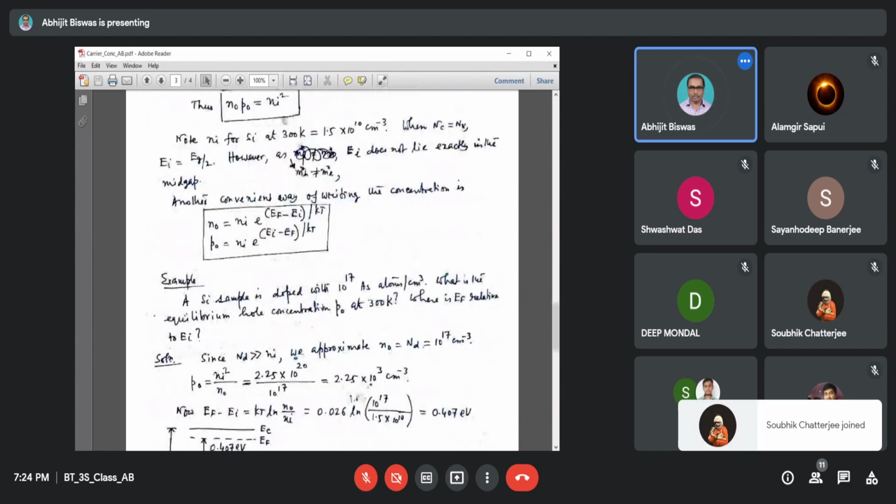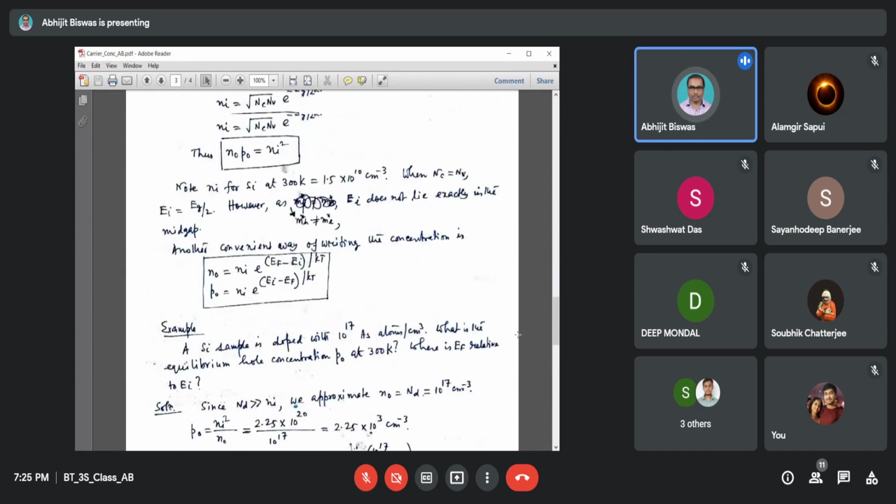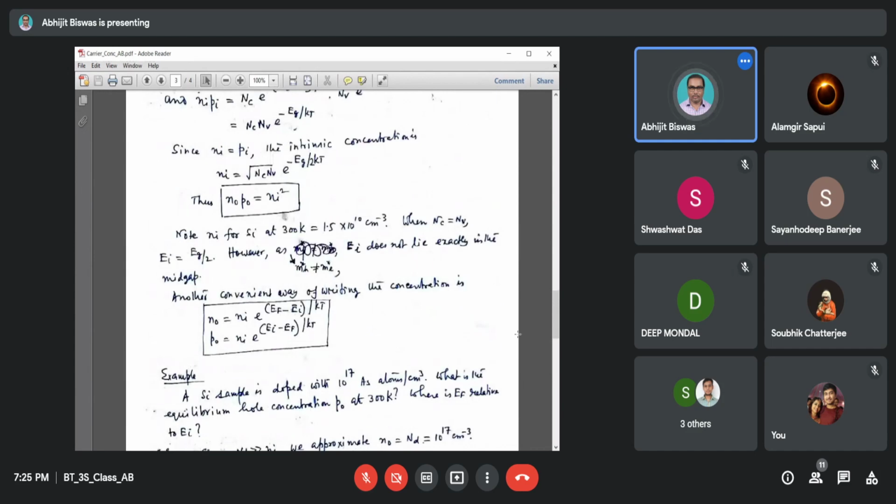So there is another convenient way of representing the extrinsic carrier concentration N0, using this intrinsic carrier concentration. N0 is Ni e to the power Ef minus Ei divided by kT. Similarly, P0 equals Ni e to the power Ei minus Ef by kT. So if you have any question, you can ask me so far.